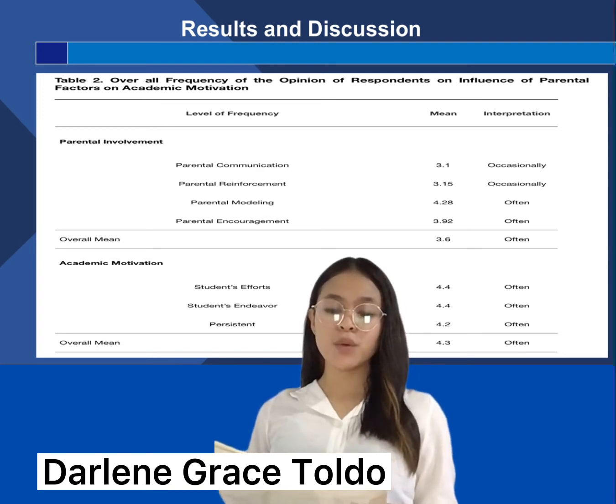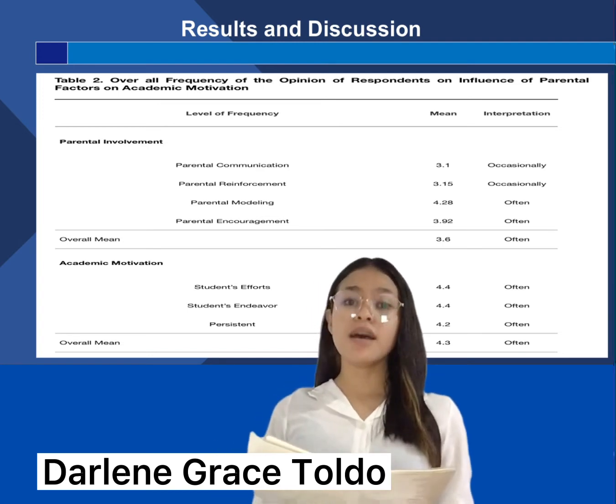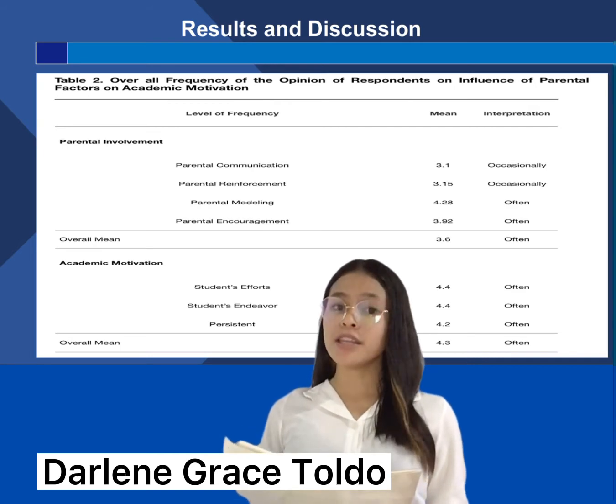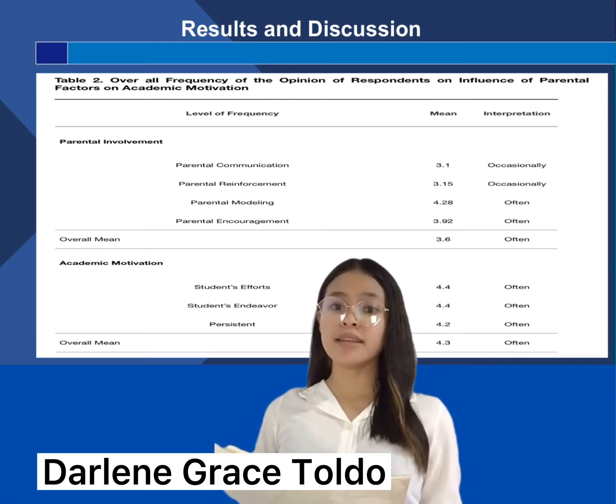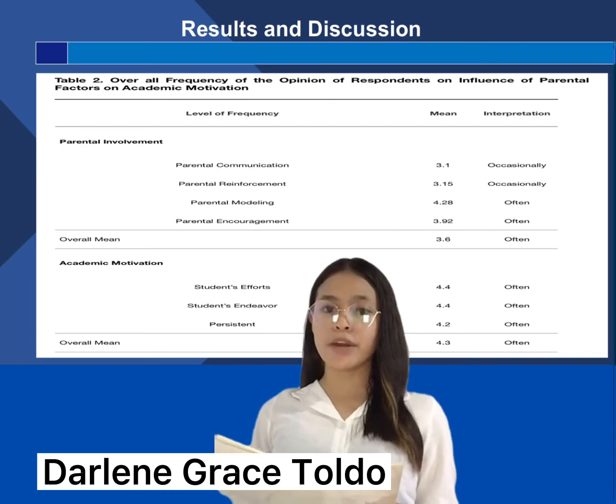Parental involvement, which includes parental communication, parental reinforcement, parental modeling, and parental encouragement, has an overall mean of 3.6, which indicates the often level of parental involvement.